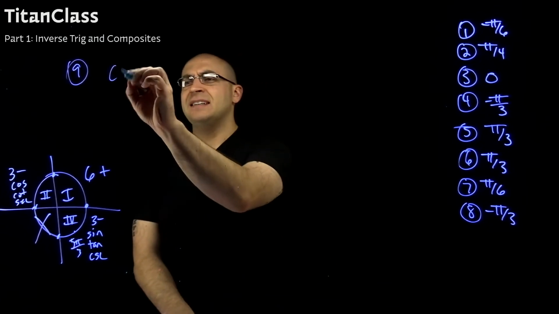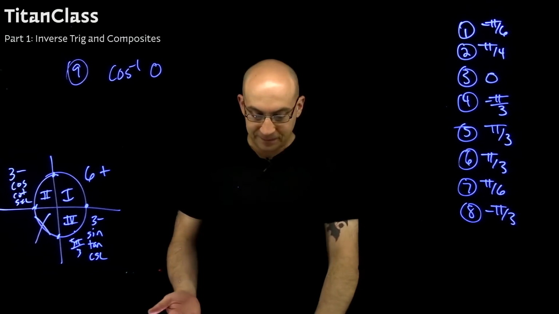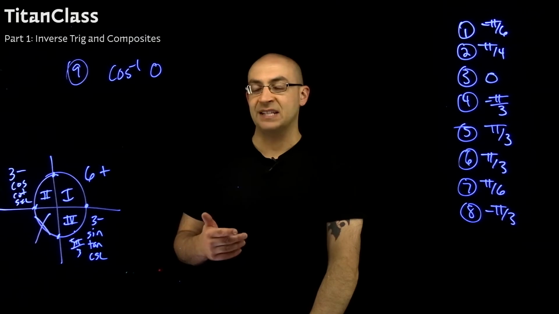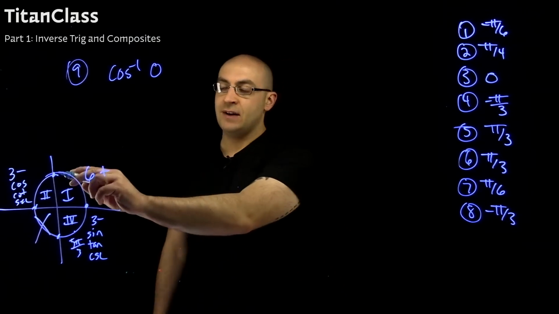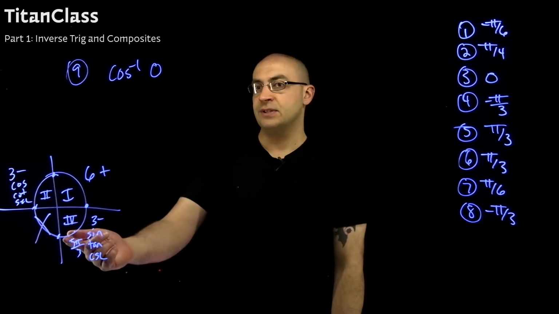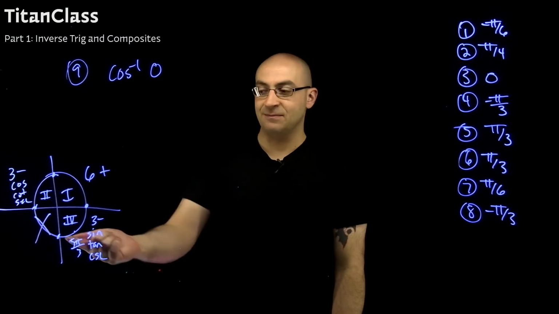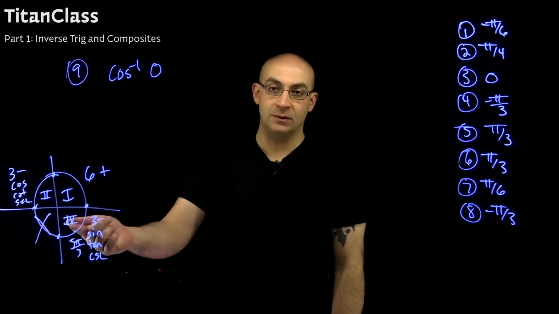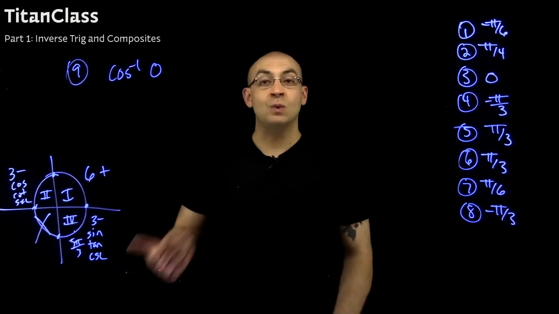Number 9. Inverse cosine of 0. Where am I going to find a cosine value of 0, or an x value of 0? They only happen in 2 places on the unit circle: here at pi over 2 and here at 3 pi over 2. I can't have a cosine value down here, because we didn't specify a negative, and cosine doesn't exist down below in quadrant 4. So it has to be up here at pi over 2, which is the answer.